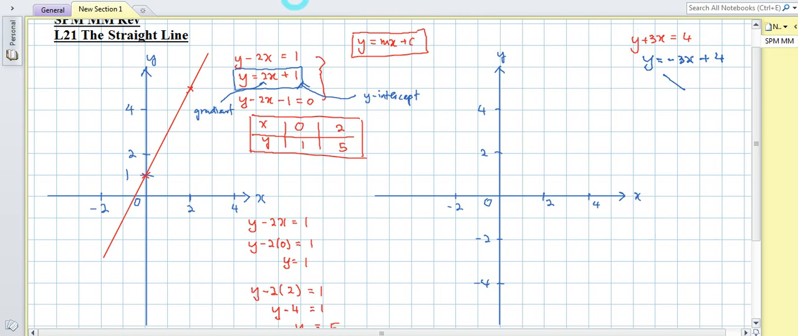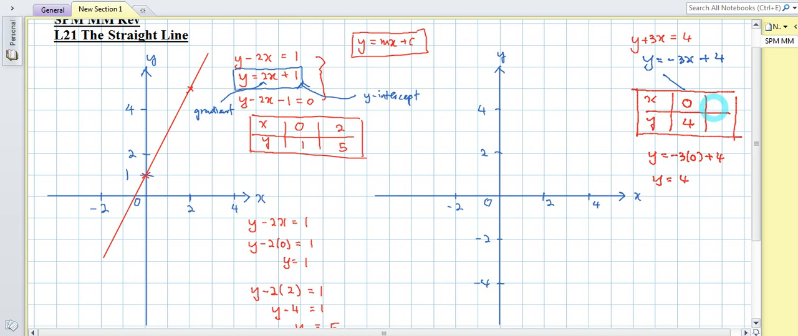Okay, let's check. So you just choose any 2 points. You just draw a table like just now I showed you. Okay, so you can fix the x value or the y value. It's just up to you. You get the same straight line if you calculate correctly. Okay, I just let x be 0. Okay, if x is equal to 0, y equal to negative 3 times 0 plus 4. So y is equal to 4.